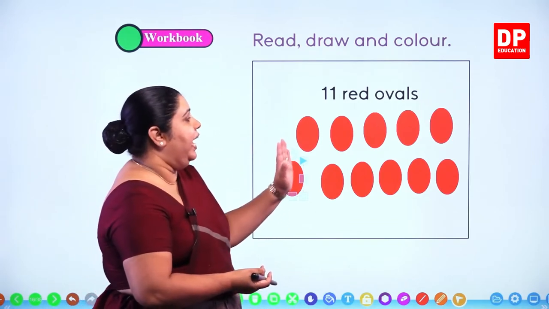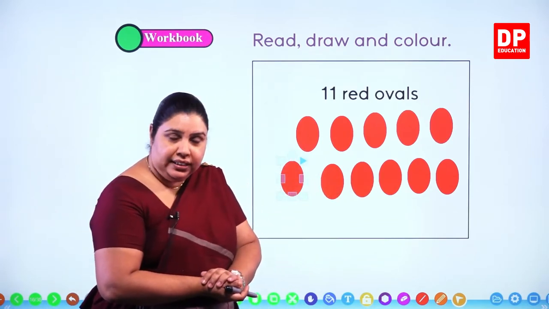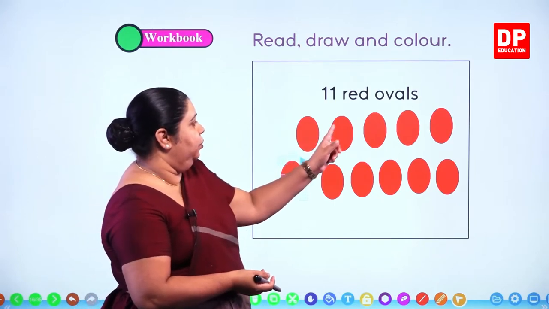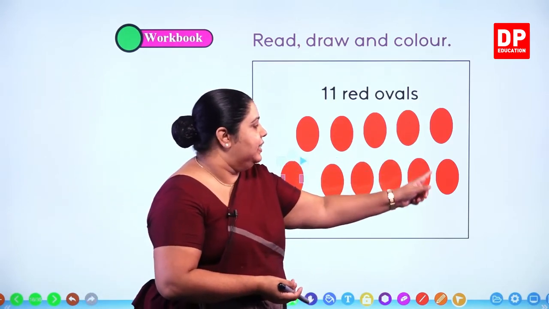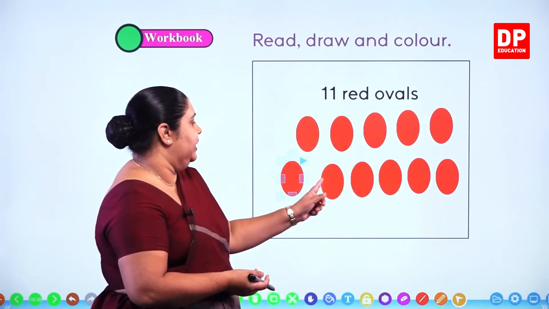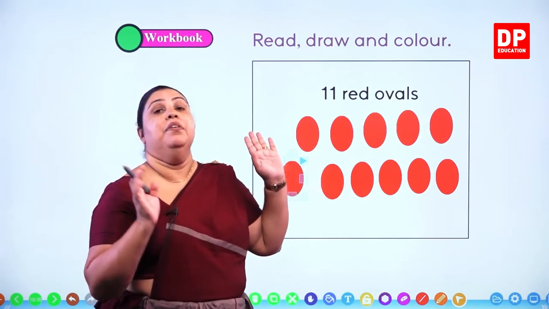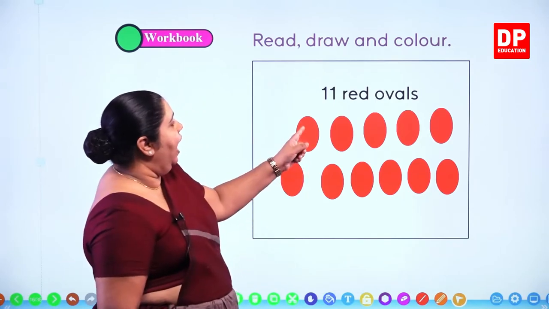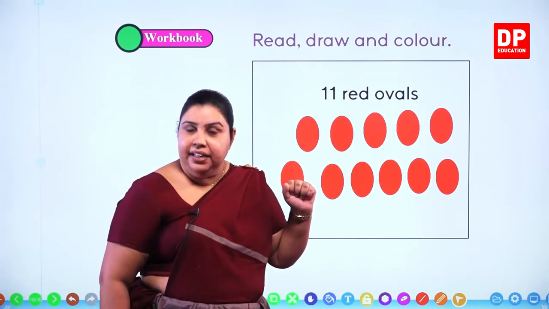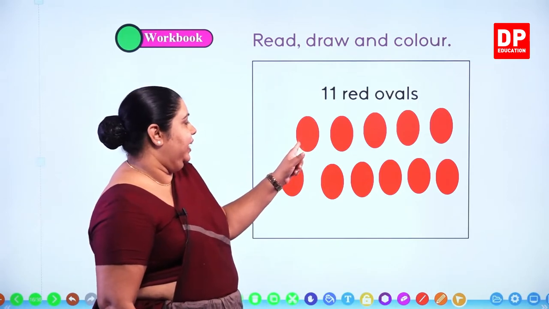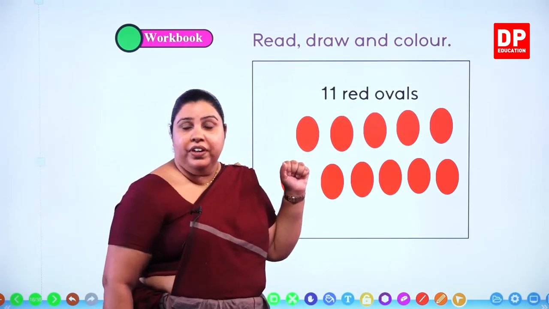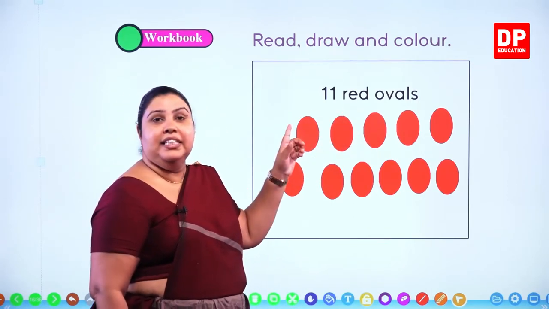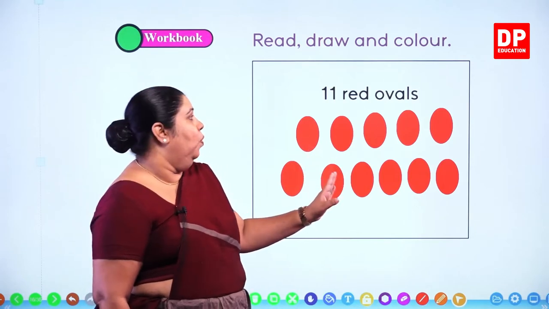Now here do we have 11 of them? 11ක් තියෙනවද පුතේ? 1, 2, 3, 4, 5, 6, 7, 8, 9, 10, 11. I have my 11 ovals here. So they are in red color. Are they in red color? Yes. Red color. And is it the oval shape? Yes. It is in the shape of an oval.